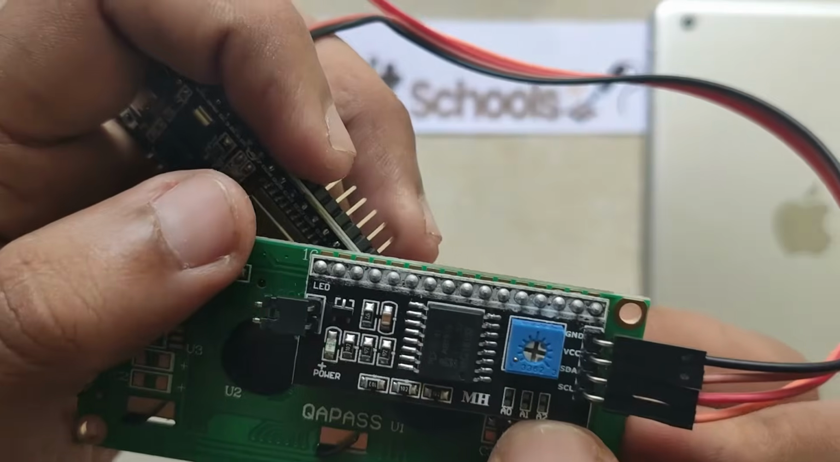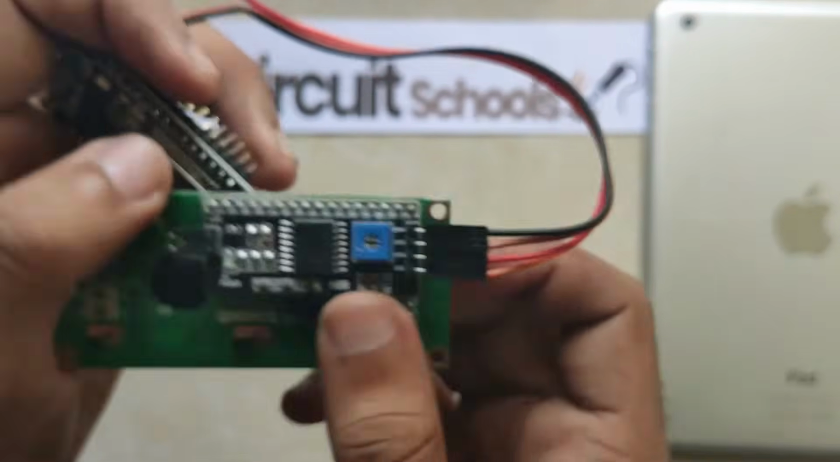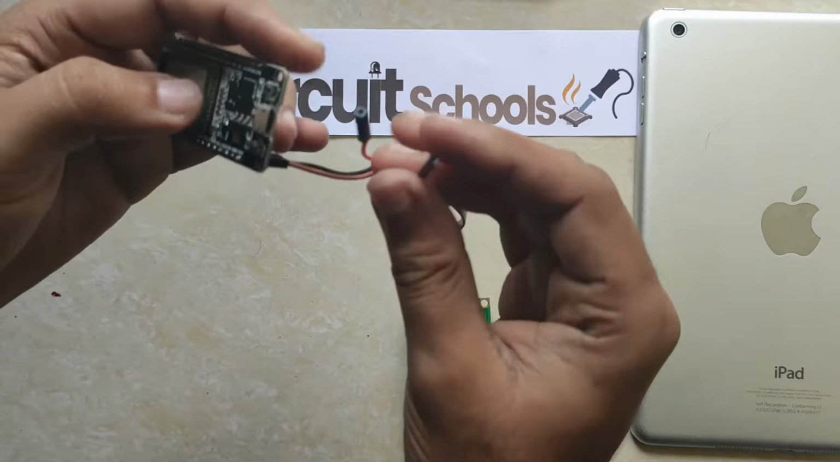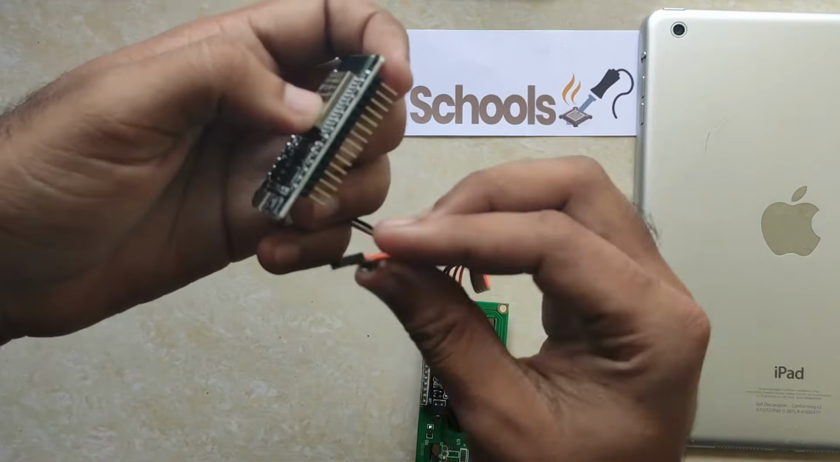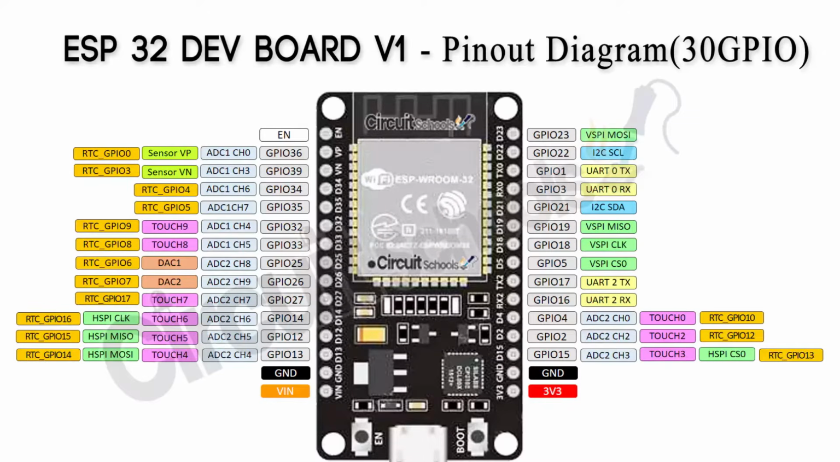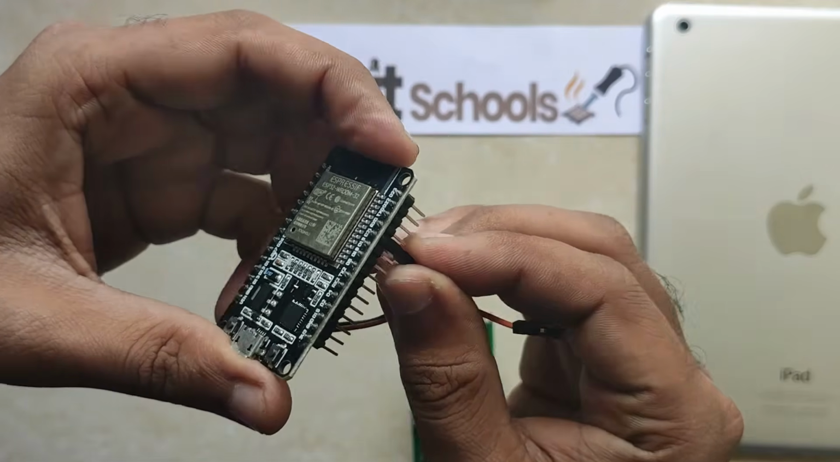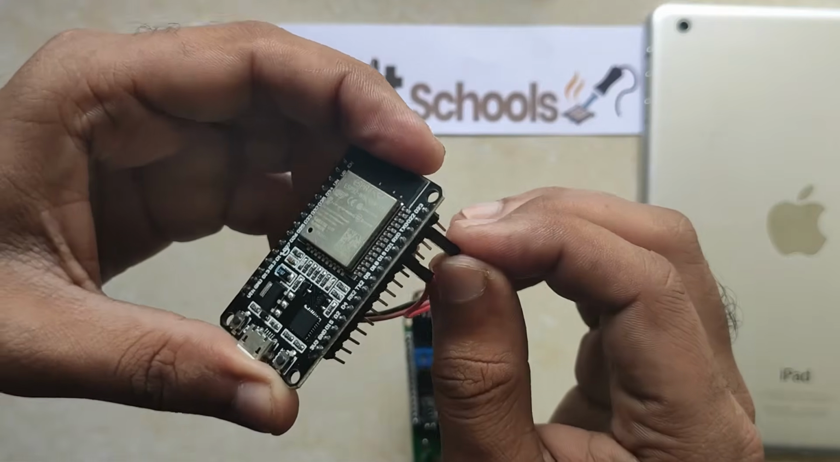Next, we need to connect the SDA and SCL pins of the I2C adapter to ESP32. But on ESP32, those pin values are not printed. So, let's have a look at the ESP32 pinout diagram, where SDA is on pin D21 and SCL is on D22. Now let's connect those pins to D21 and D22.